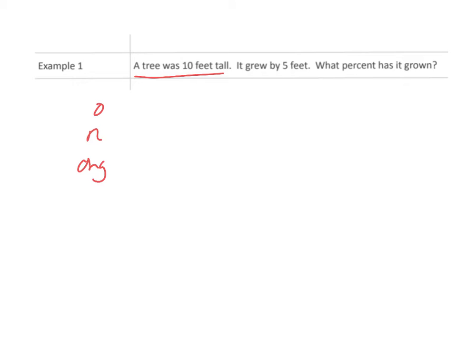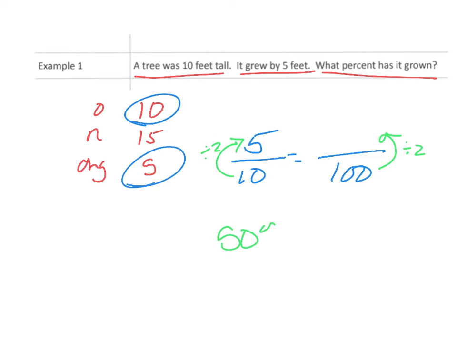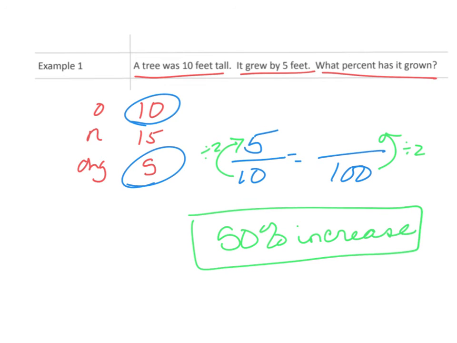A tree, again, original, new, and change. A tree was 10 feet tall. There's our original. It grew by 5 feet, so that's our change. So the new would be 15 if we needed it, but it says what percent has it grown? So we're going to set up our proportion. Our change goes on top. Our original goes on the bottom. Let's see, 10 divided by 2 gives me 5. 100 divided by 2 gives me 50. It is a 50%, and it grew, so we know it's going to be an increase. And there's our answer.